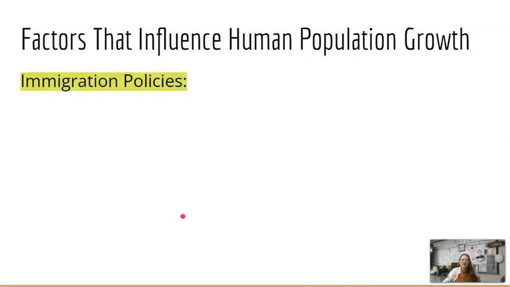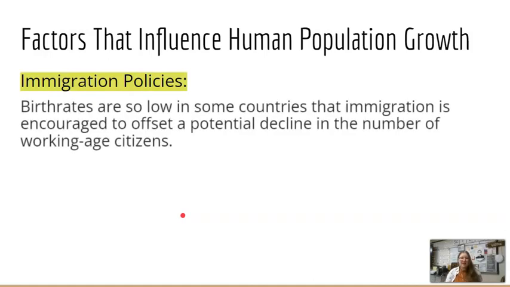The other thing we're going to talk about that influences human population growth is going to be immigration policies. So birth rates and death rates are controlled within that population, but immigration and emigration are people moving into and out of a population, and that also influences population size. So in some countries, birth rates are so low that immigration is encouraged to offset a potential decline in the number of working age citizens.